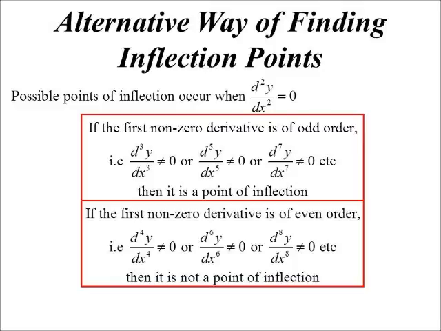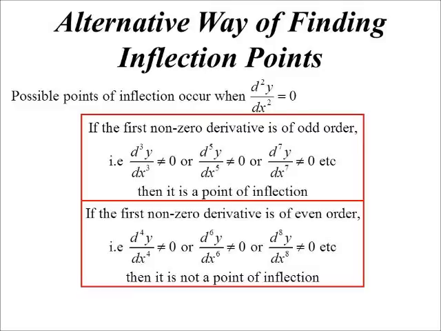Here's the interesting one, which people don't realise. If the first non-zero derivative is of even order, it's not a point of inflection, it's a turning point. I'll give you the example of y equals x to the power of 4. We know what it looks like. It's basically got that U shape, a bit flatter at the bottom, steeper at the sides. But we know there is, in fact, a turning point at 0, 0.